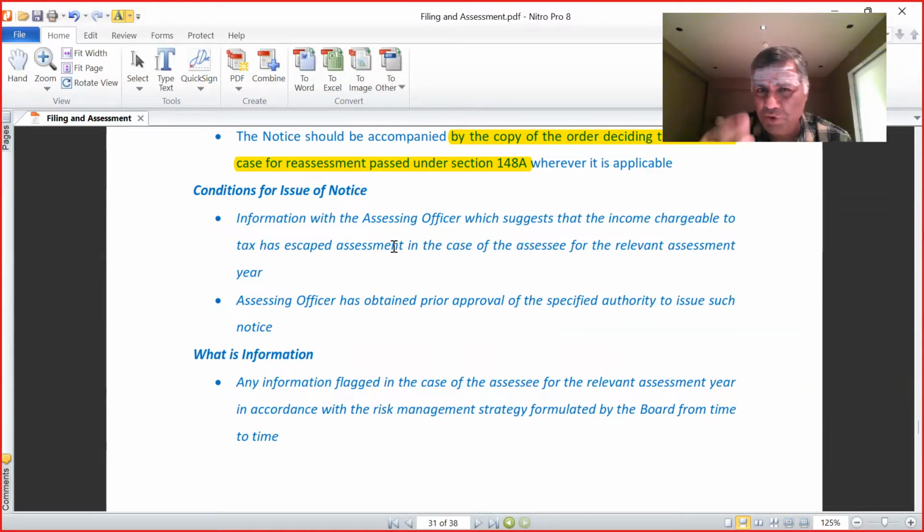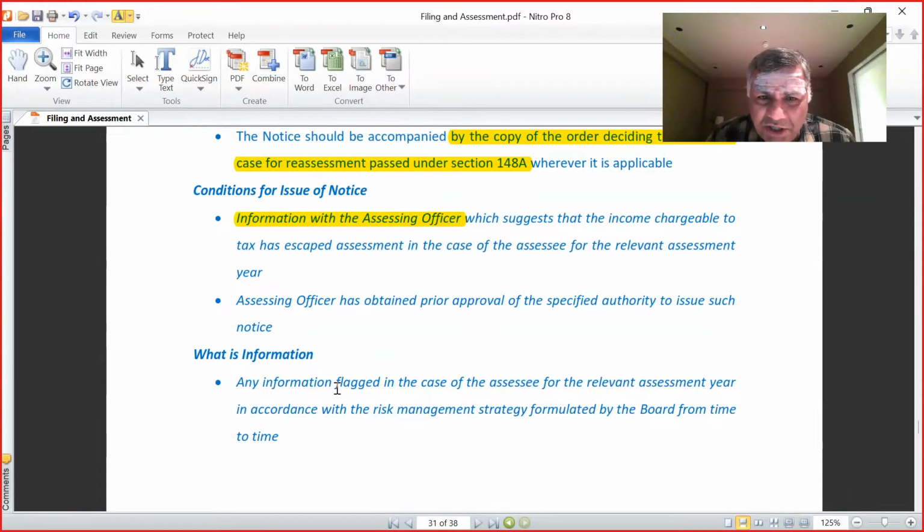Conditions for issue of notice. There itself we have studied. Information with the AO which suggests that income has escaped assessment in the case of the assessee for the relevant assessment year. That is what is the fit case. The AO has obtained prior approval of the specified authority. Now, what is that information? You have been saying information, information, information. What is that?